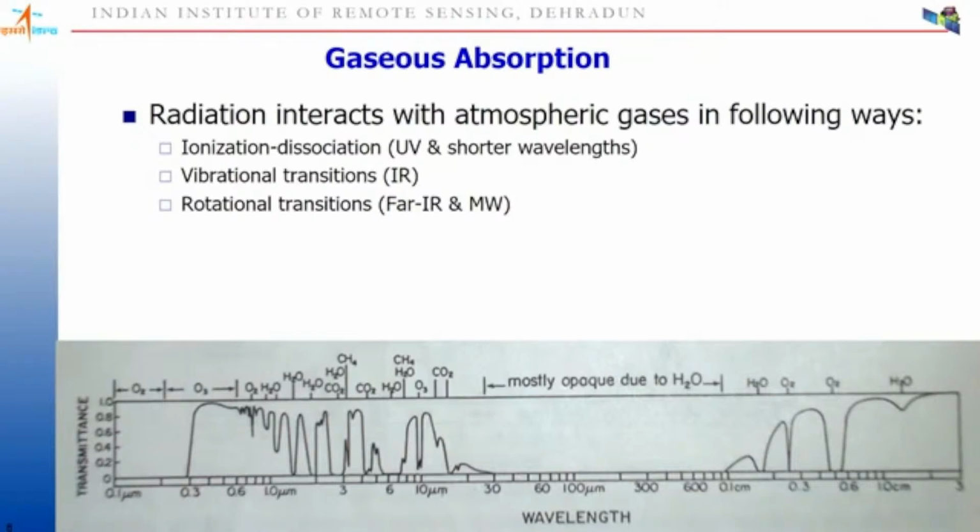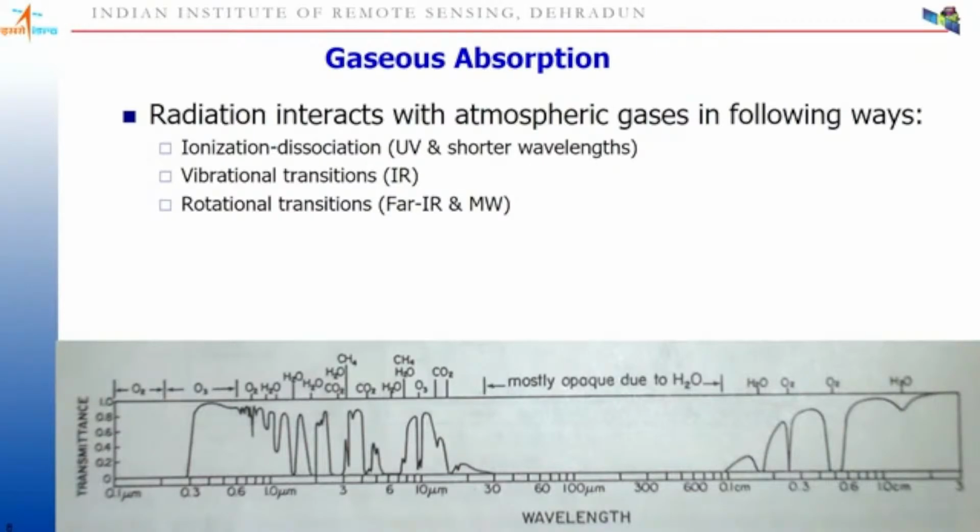So from the scattering and absorption, we can assess the properties of the atmosphere, as I said, like the concentration, the number density, and other types of properties. Many optical and thermal properties can also be assessed from this interaction.